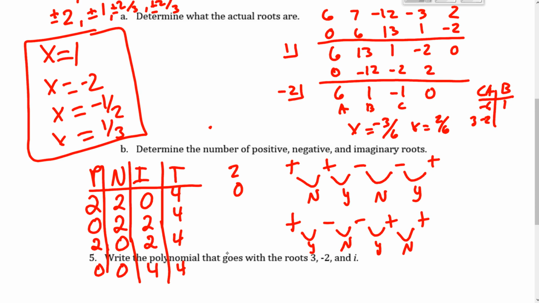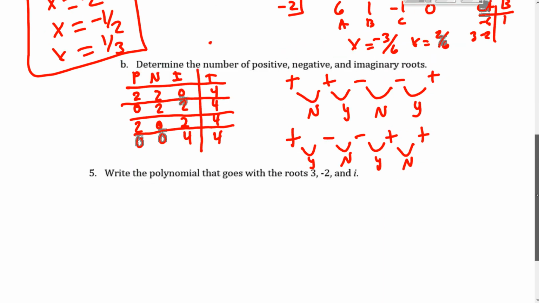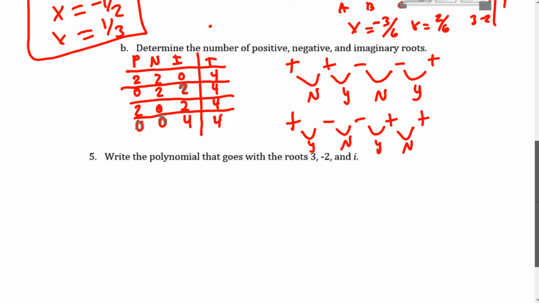so that's 2 different changes there, or 2 different possibilities for positives. And then my possibilities for negatives are 2 and then 0, so that's another 2 possibilities. So I times those possibilities, I have 4, so that means I should have 4 total rows, which I do. Okay, so those are all my different Descartes' rule of signs. Determine the number of positive, negatives, and imaginary solutions.